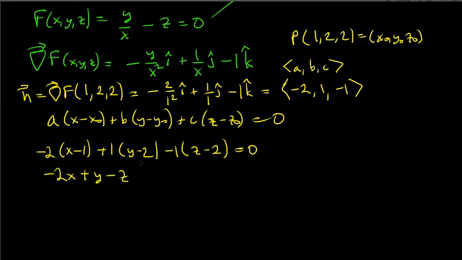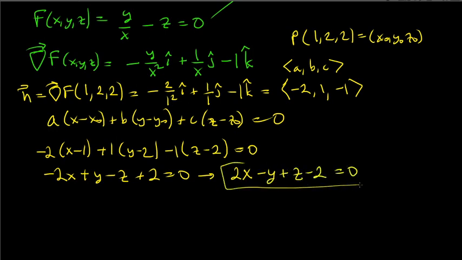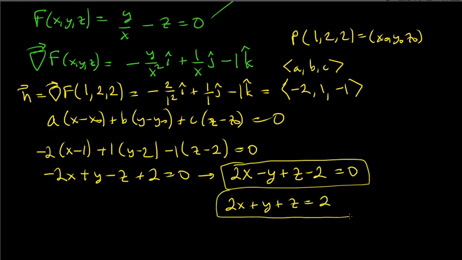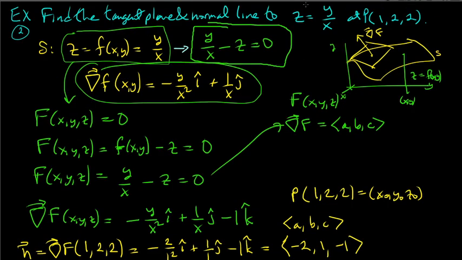And then we get 2 minus 2 is 0, and then plus 2. Right? Again, I like to multiply by negative 1. So that should give you positive 2x minus y plus z minus 2 equals 0, which is fine. Or add the 2 to both sides. And that works too. So this is the equation of the tangent plane to this surface, z equals y over x at the point 1, 2, 2.